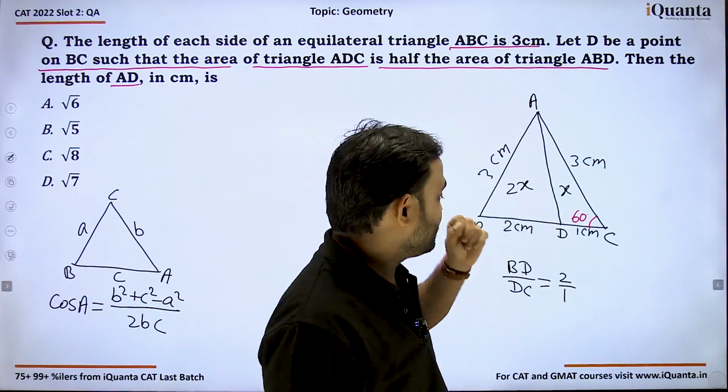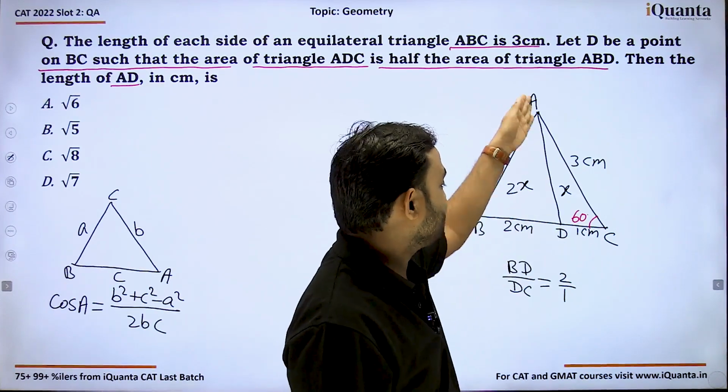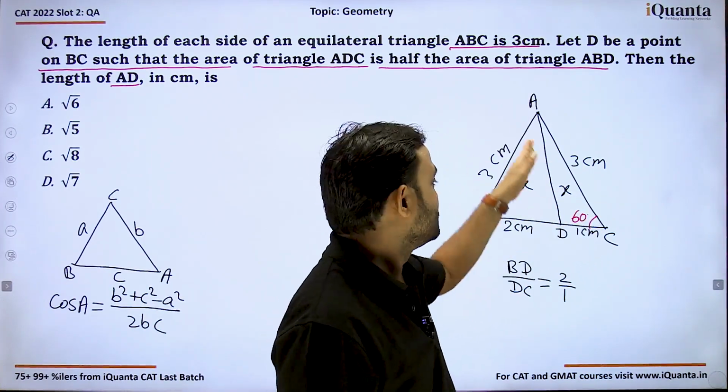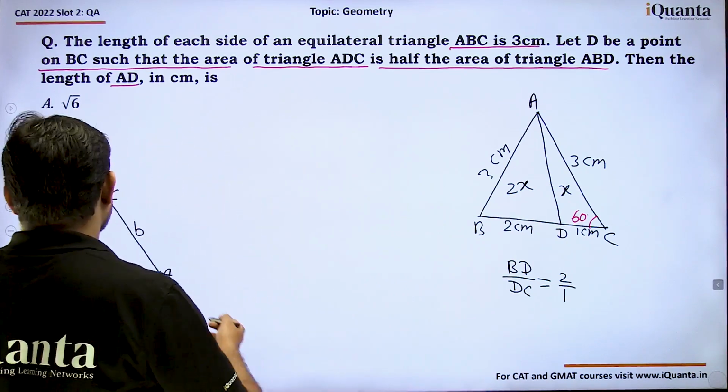This is what we need to find. We know the length of CD. We know the length of AC. We know the angle 60. So using this, we can find out AD.